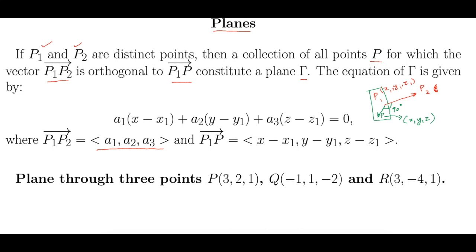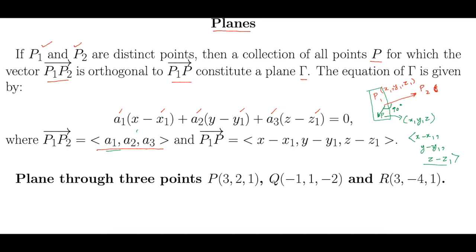a plane. Since P1P is given by (x minus x1, y minus y1, z minus z1), all we are doing is the dot product of this vector with this vector should be equal to 0. That's why we have the equation of the plane given by this expression. This is very important to remember: the normal vector is given by the coefficients here, and a point is given by x1, y1 and z1. This will form an equation of the plane.